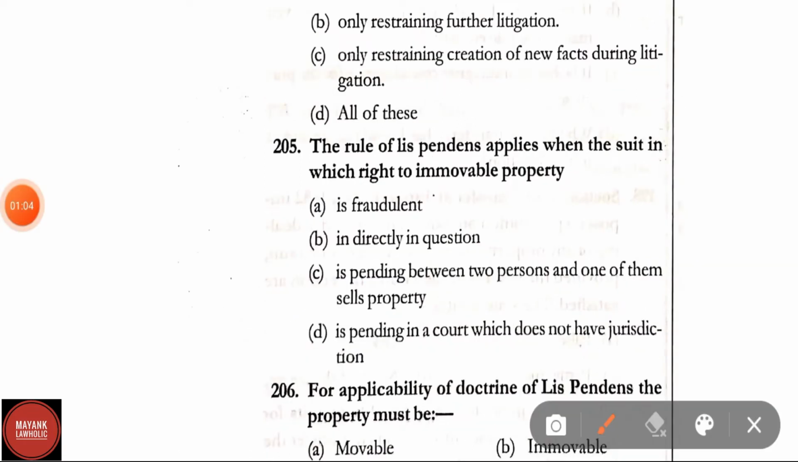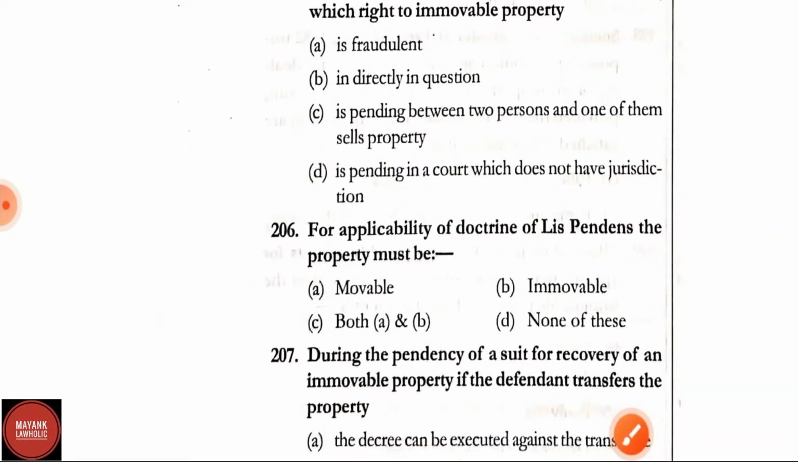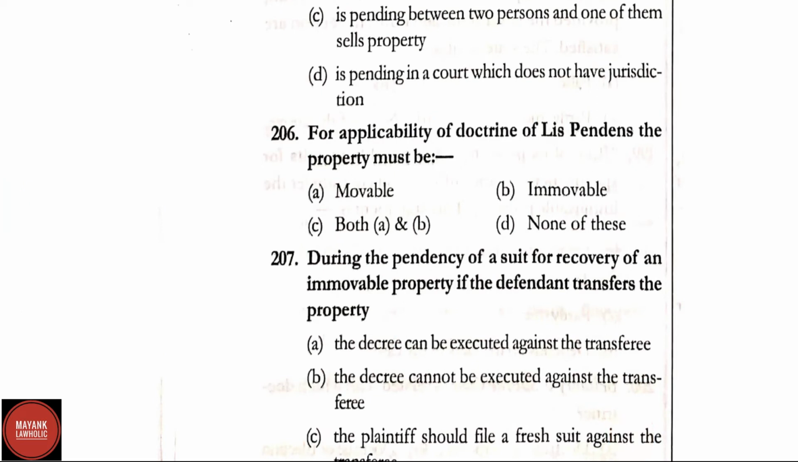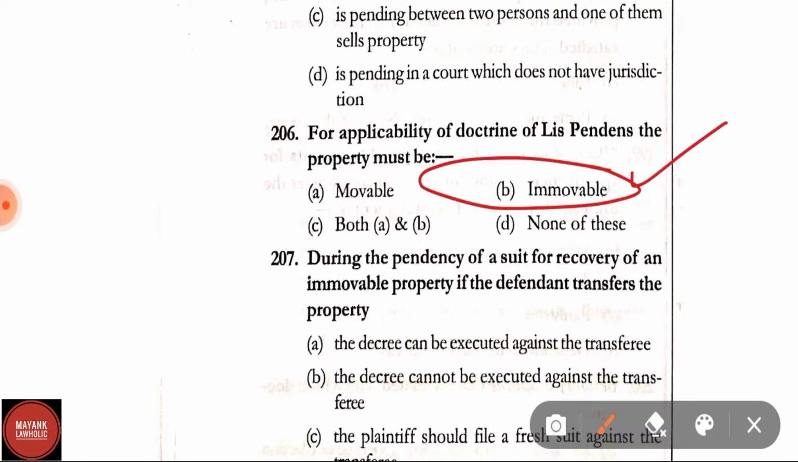Question number 205. The rule of lis pendens applies when the suit in which right to immovable property is directly in question is fraudulent, is pending between two persons and one of them sells property, is pending in a court which does not have jurisdiction. Correct answer is option C, that is pending between two persons and one of them sells property. Question number 206. For applicability of doctrine of lis pendens, the property must be movable, immovable, both A and B, none of these. Correct answer is option B, that is immovable.